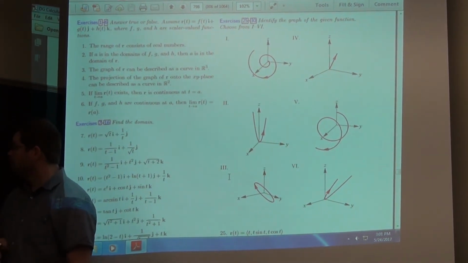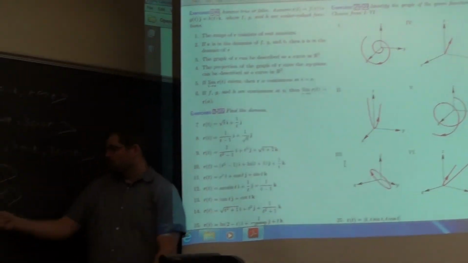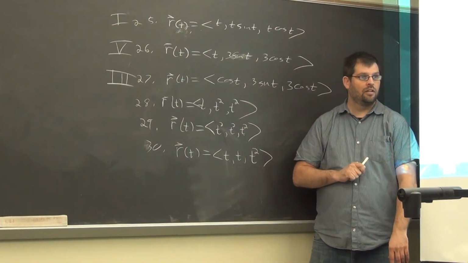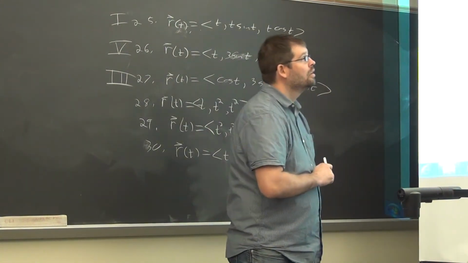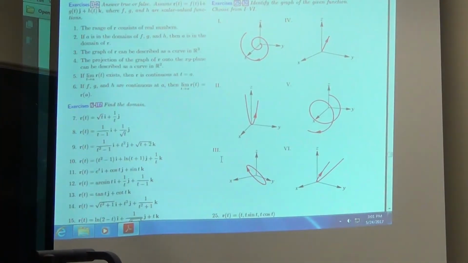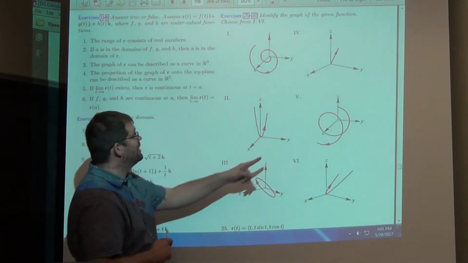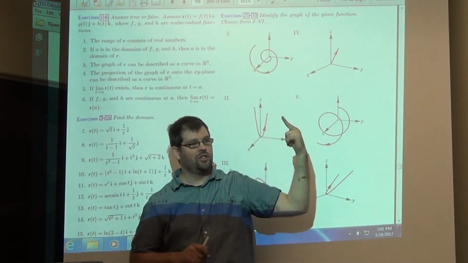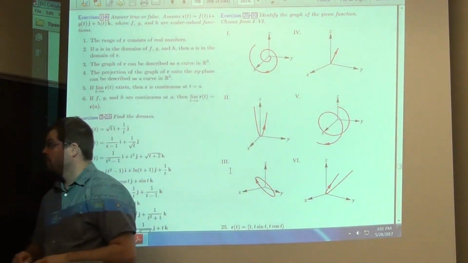Okay? All right, how about these other ones? So look at this one. T squared, t squared, t squared. 3? No. 4? Yeah, I think it's 4, right? Because now as t grows, x, y, and z all grow at the exact same speed, right? And so you just kind of go up through the middle of that thing. So this guy's 4.